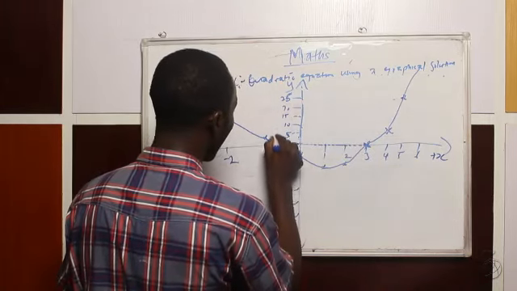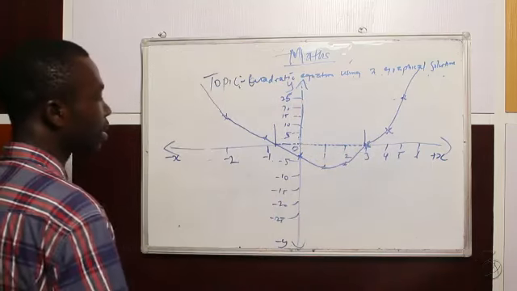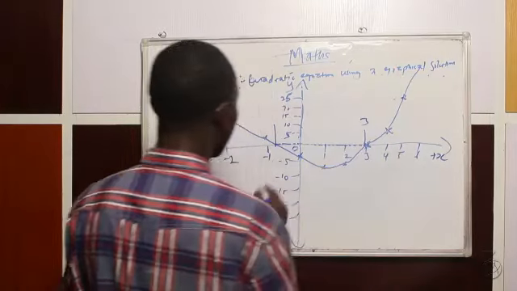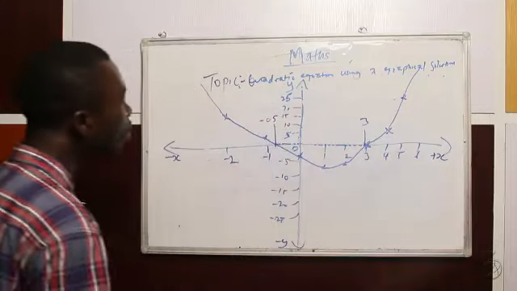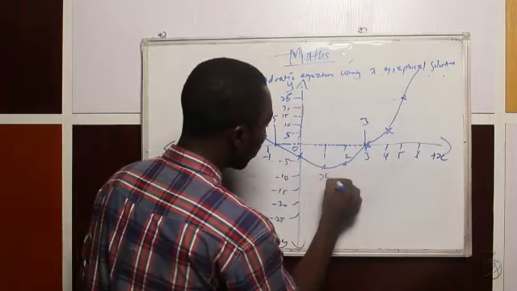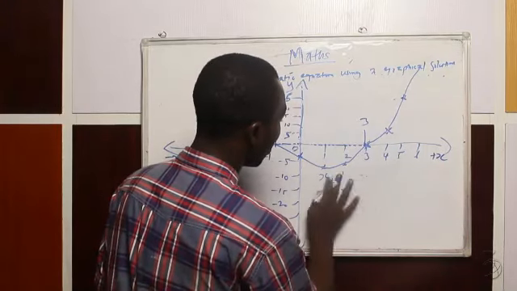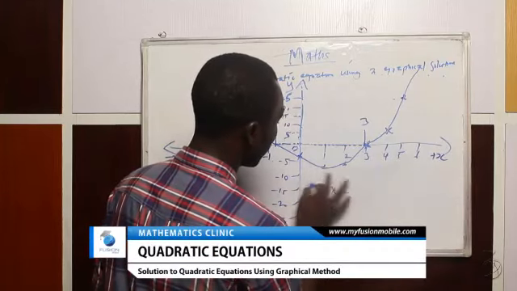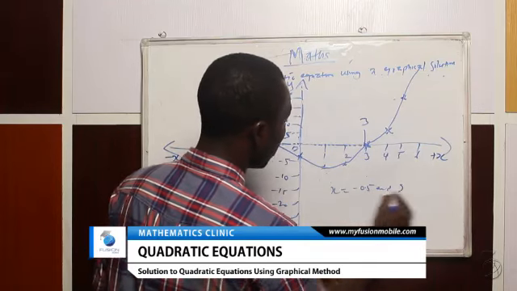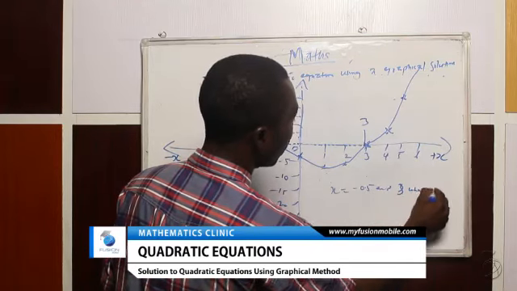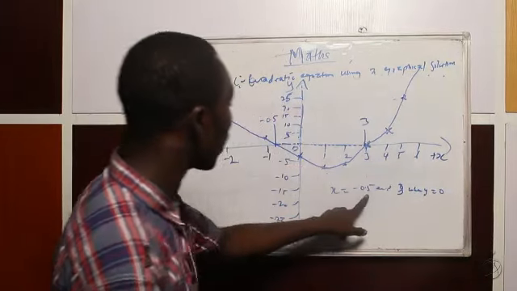So this is the value of x. We have two values of x, which is 3 on my side here, and here, which is minus 0.5. So the value of x when y is equal to 0 is minus 0.5 and 3. So when y is equal to 0, our value of x is minus 0.5 and 3.